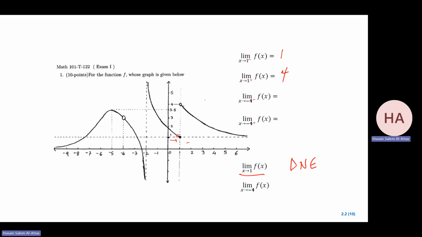Now minus 4, I'm talking about minus 4. Minus 4 from left, it will be minus 3. Minus 4 from right, I will be here somewhere, so it will be minus 3. So what is the limit as x goes to minus 4? It will be minus 3. And these are the answers.